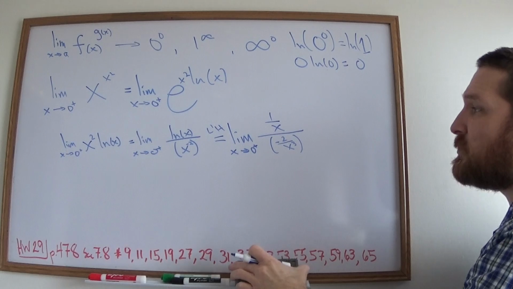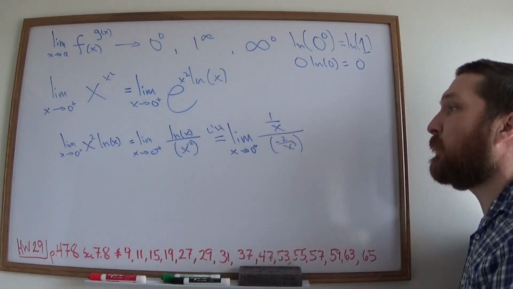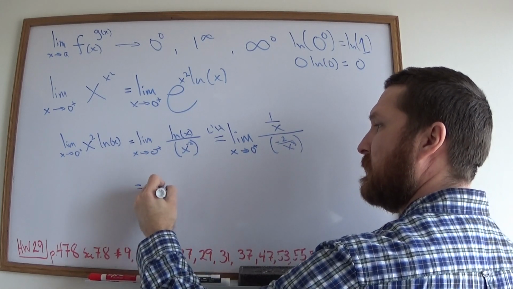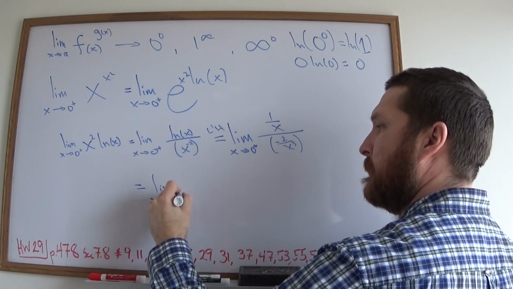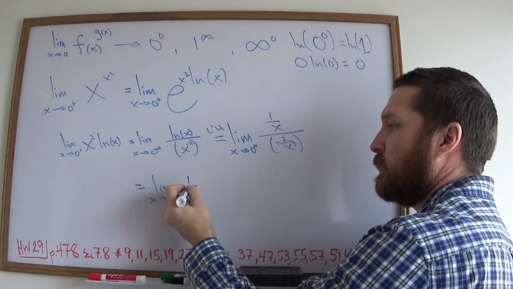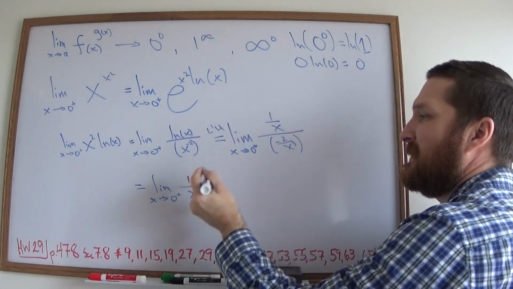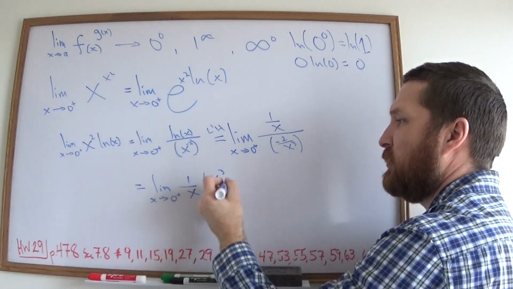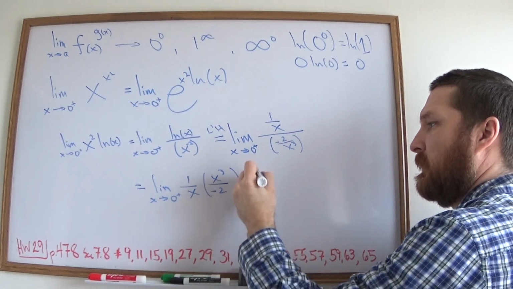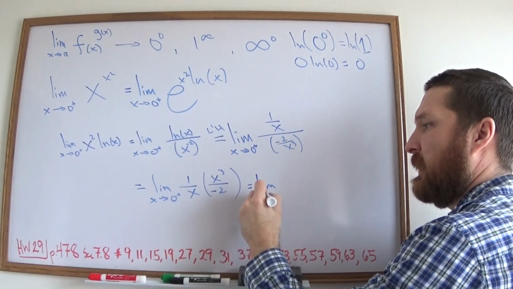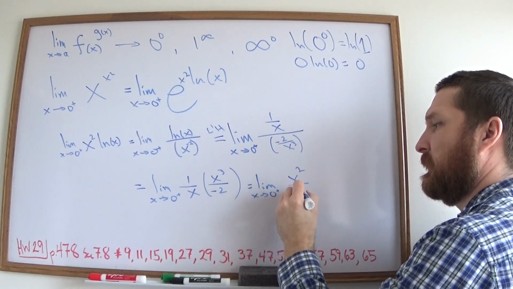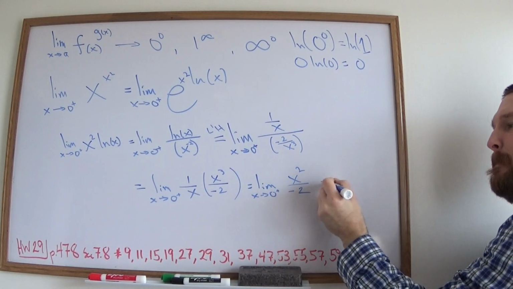Now, oh, it still goes to infinity over infinity. No! Just chill out for a second and see if you can rearrange it. You could just keep using L'Hopital's rule, by the way, but you don't want to do that. We're going to say that's 1 over x, so this is the same thing as x cubed over negative 2x, which is just x squared over negative 2. Limit as x goes to 0 from above of x squared over negative 2. What's that? It is 0.